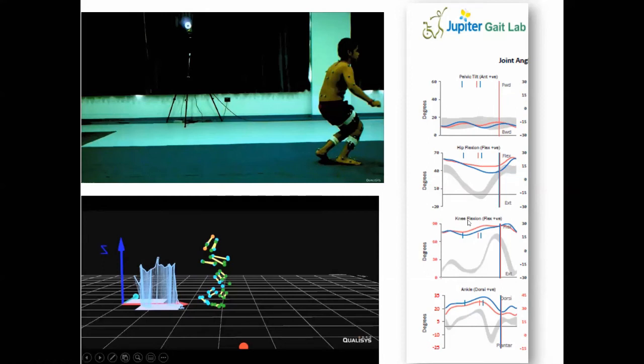Now, if you see this child walking from the gait analysis, there are a few things which I want to discuss. Of course, we know that the knee is in flexion. So you can see here that the knee is in flexion.